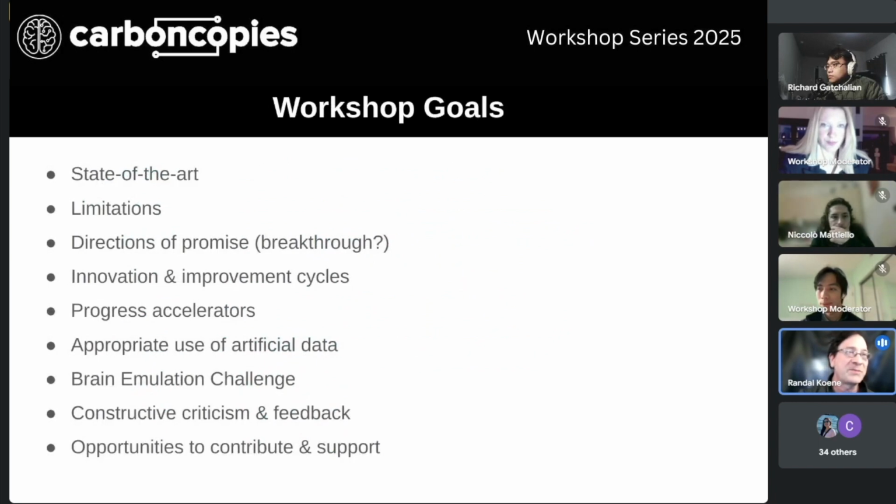I hope that all participants will come away from the workshop with an appreciation of the current state of the art and of the possibilities and challenges in brain emulation, to understand the current limitations and why those limitations exist, perhaps even directions that contain a promise of breakthroughs. I hope that we can also learn about innovation and improvement cycles, progress accelerators, and careful and appropriate application of artificial data. I hope that I'll be able to familiarize you with the idea behind our brain emulation challenge, its purpose and collaborative approach, that will entice constructive criticism and helpful feedback, and that participants will see opportunities to contribute from participating in challenges to supporting growth of the initiative.